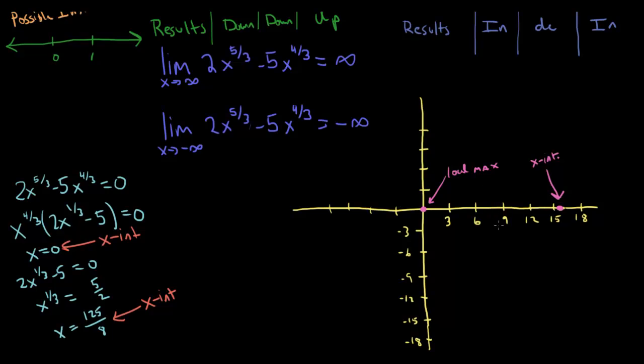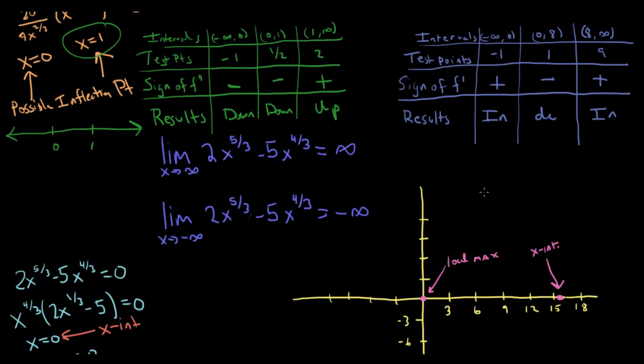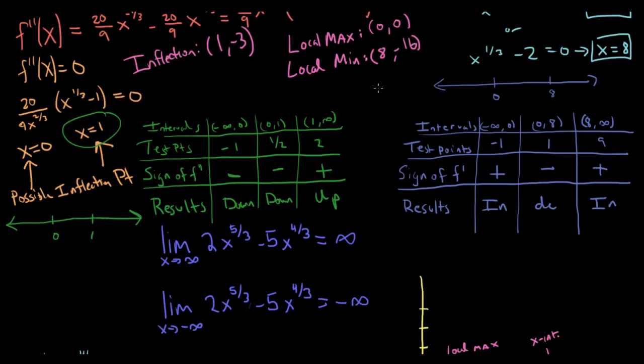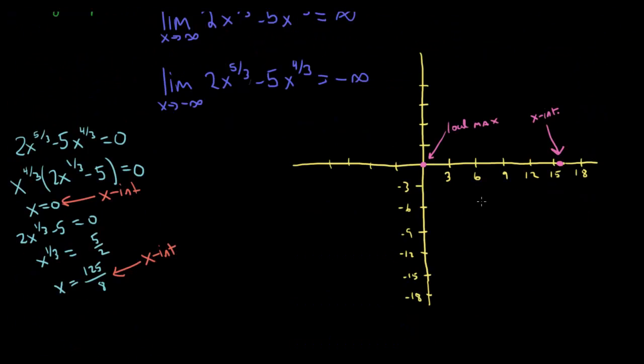So there's 2 points. Now what about our local minimum? Where was that? 8, negative 16. So there's 6, there's 9, so 8 is almost about right there. And it's negative 16. So about right there. Now that was a local minimum. So a local minimum.